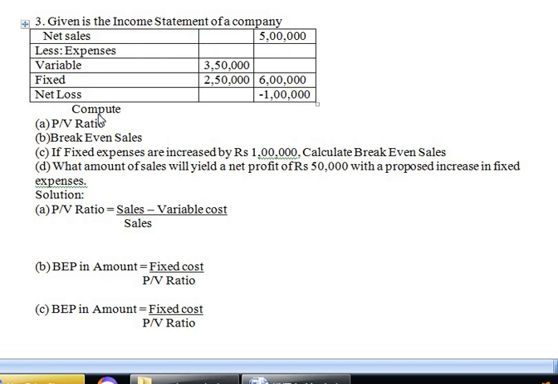In previous class I had started with your fourth unit, that is marginal costing, and I had given you all the formulas relating to marginal costing. There is one small correction in the formulas.